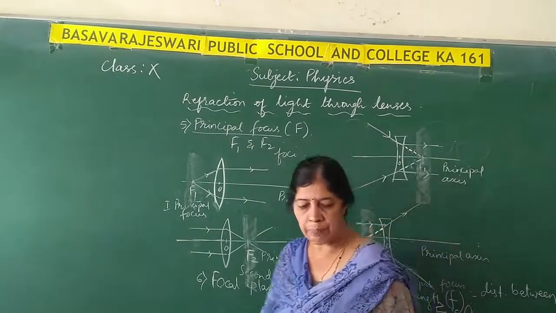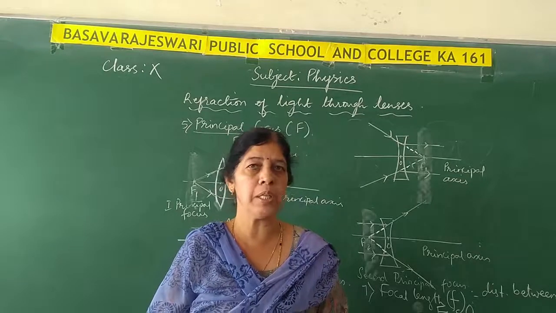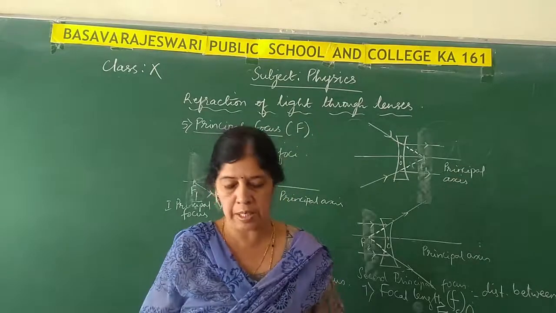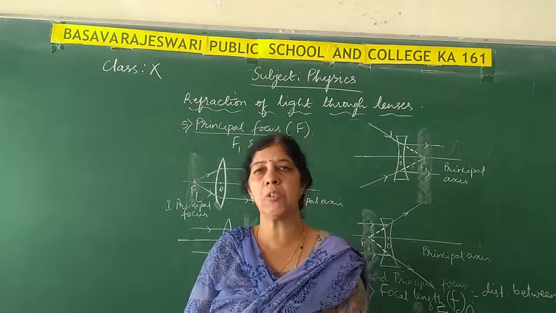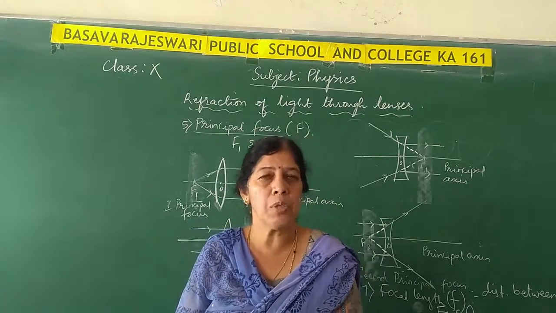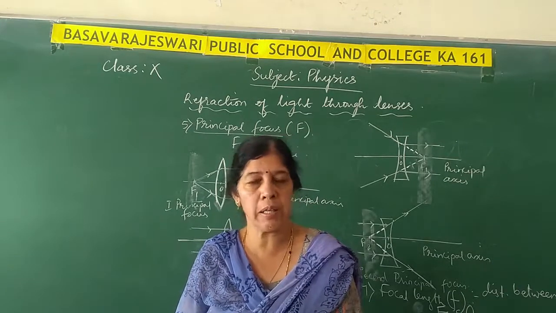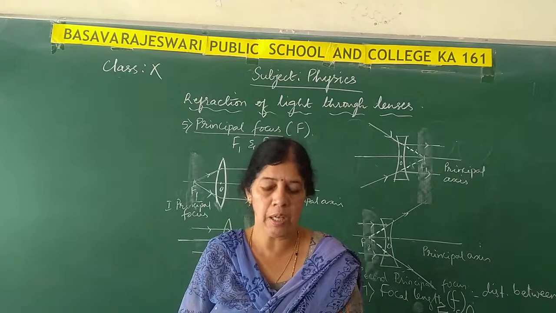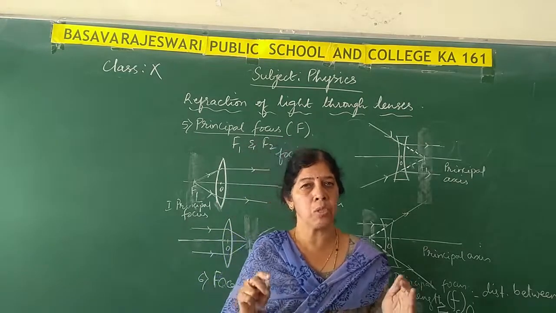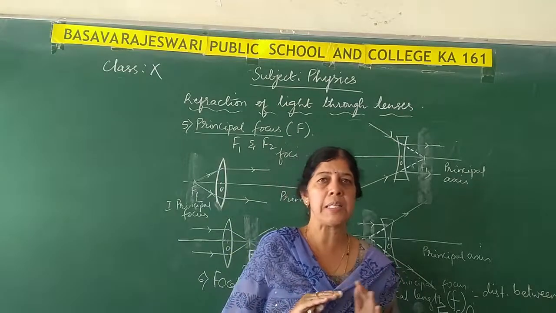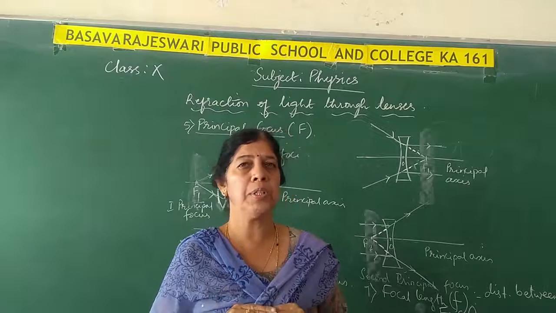Understood? So these are the various terms related to the lenses and are very important, because whenever we construct ray diagrams, when we start studying about the formation of image in convex and concave lens, you need to remember all these terms and draw the ray diagrams accordingly. So please go through your textbook, learn to draw the ray diagrams for the various terms related to lenses, and be thorough with the definitions of all these terms.